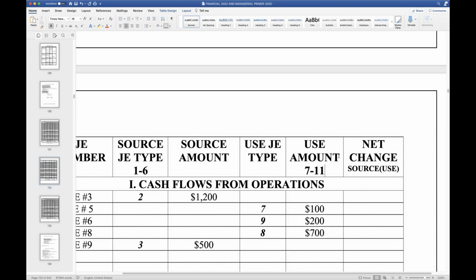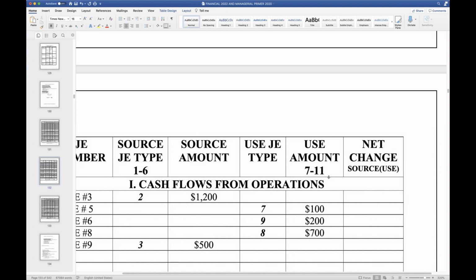So we just have to memorize it. There is no logic behind it, like why we're dividing them into 2 different types? Because when cash comes in, that's a source. When cash goes out, it's a use. Oh, okay, I got you.